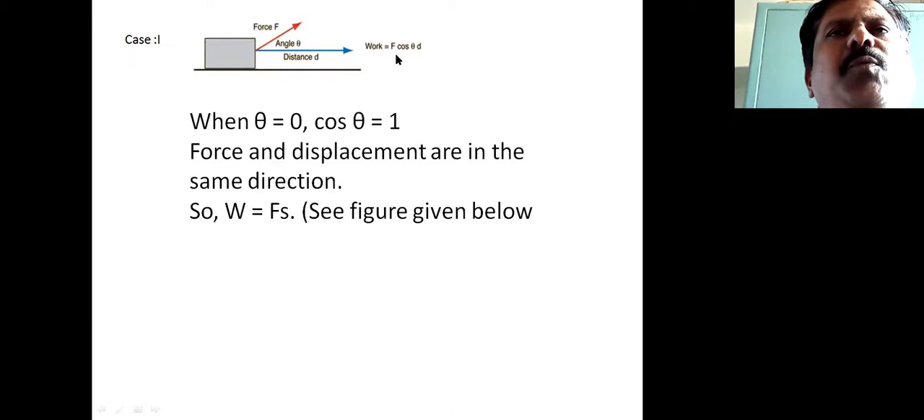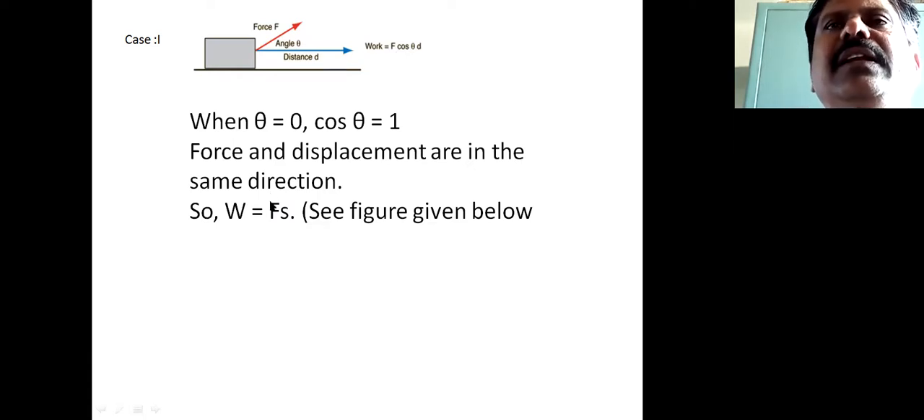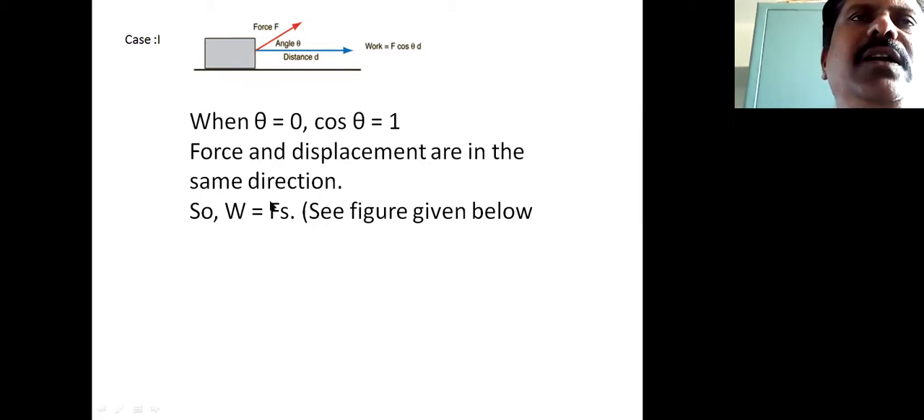The work done on the object is maximum if theta equals 0. When theta equals 0, cos theta equals 1. So in this equation, W equals F into d. That indicates the force and the displacement are in the same direction. When the applied force is in the direction of displacement of the object, the work done on that object is maximum.